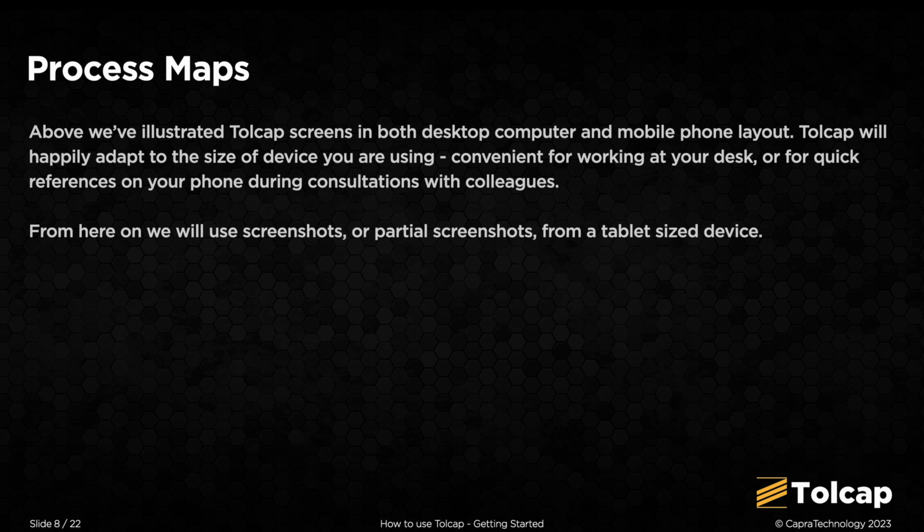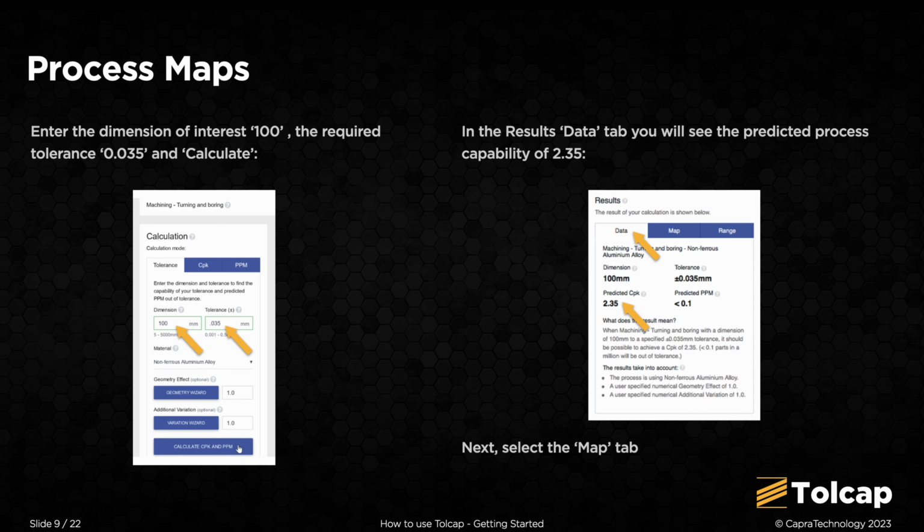As you've seen, TOLCAP works on a computer or a mobile phone, and it works on a tablet too. And the screenshots from here on in will be as they would appear on a tablet device. Okay, so in the calculation panel, enter the dimension and tolerance of interest. In this case, 100 millimeters plus or minus 0.035. Do it in that format, even if the drawing says 100 millimeters minus 0 plus 0.07, because TOLCAP does expect a plus and minus balanced tolerance.